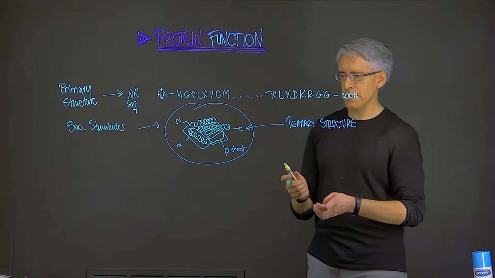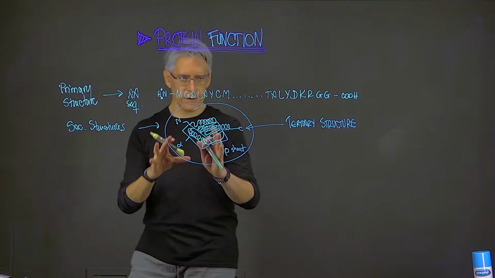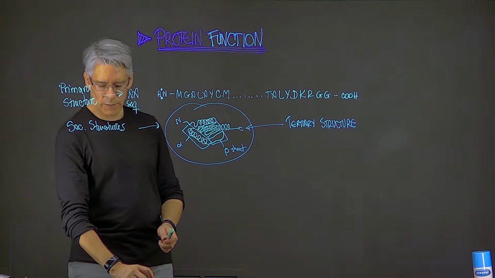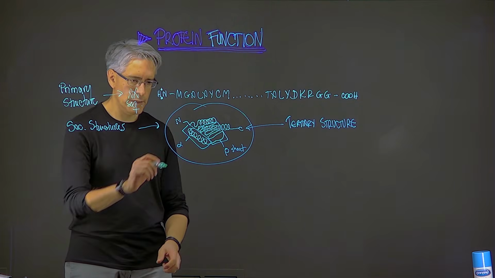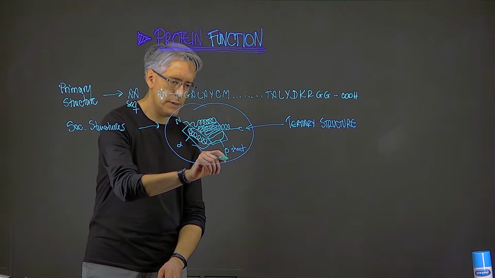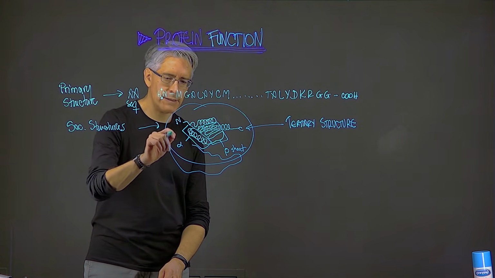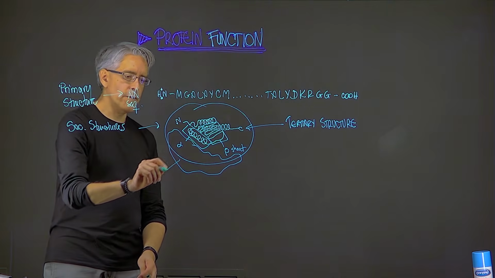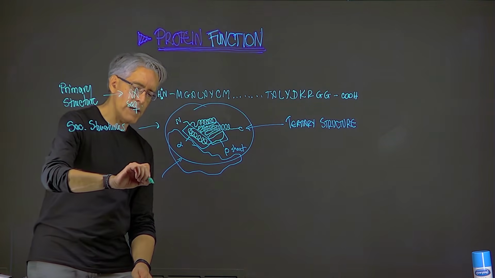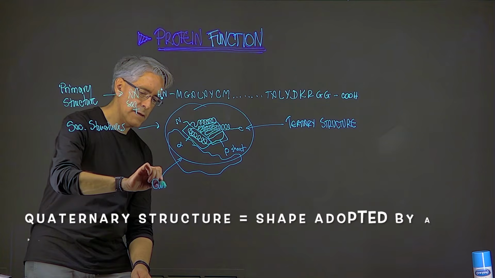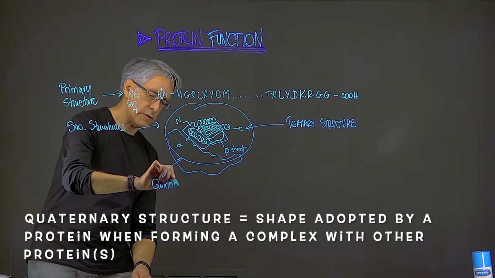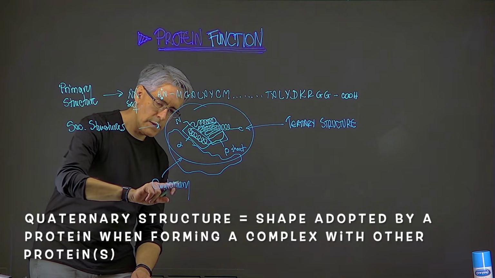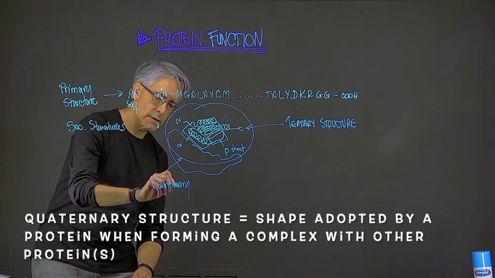Now, if this protein were to actually form complexes with another protein, so let's overlap now this image with that of another protein. So let's just put now another protein interacting tightly with this one. The sum of the two of them will then form what we will refer to as a quaternary structure. Quaternary structure.